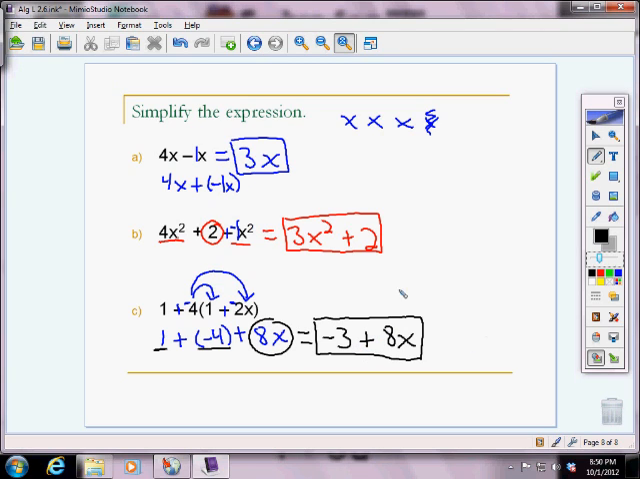Again, we can use the distributive property to help us simplify, and you want to use your idea of terms, like terms, coefficients, and constants to simplify as well.